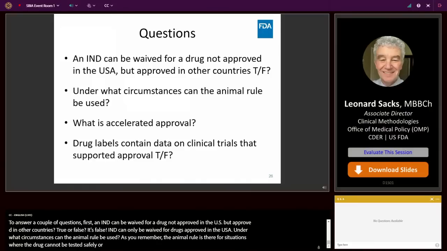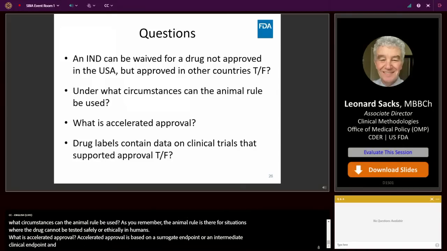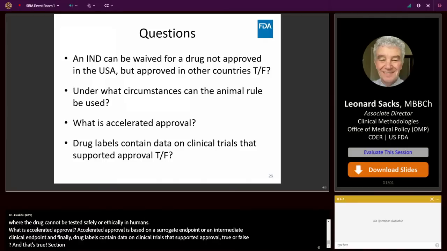What is accelerated approval? Accelerated approval is based on a surrogate endpoint or an intermediate clinical endpoint. And finally, drug labels contain data on clinical trials that supported approval. True or false? And that's true. Section 14 of the drug label typically reports a couple of studies that were important in the approval process.